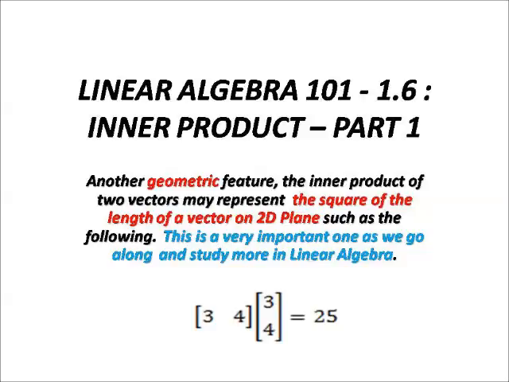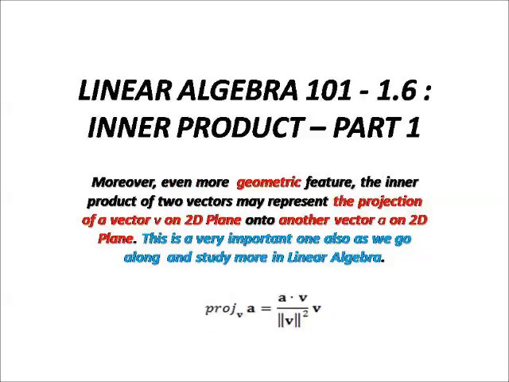Another geometric figure: the inner product of two vectors may represent the square of the length of a vector on the 2D plane. And another one is the projection, as you can see here. And you will see again and again the projection vector from u to v in the formula. So please take a look again.